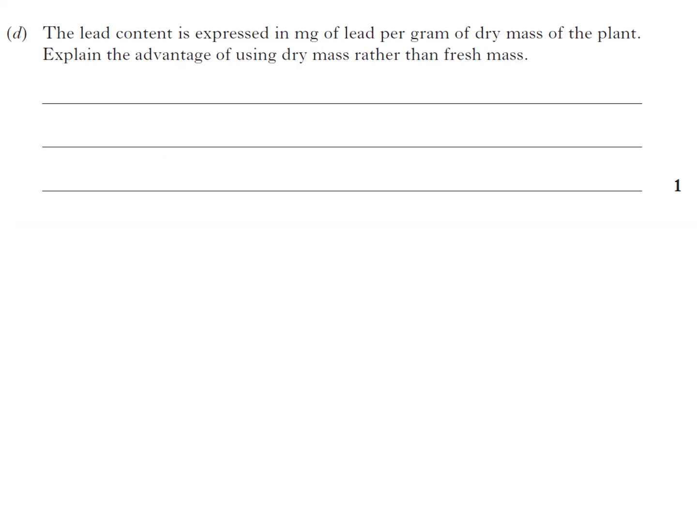Lead content is expressed in mgs of lead per gram of dry mass. Explain the advantage of using dry mass rather than fresh. Well, it's a reasonably common question. The bottom line is you cannot determine exactly how much water mass you will have in each leaf. So because it could vary, you have to get rid of it. So it's to avoid the fact that you have a variable amount of water in each leaf. That's it.